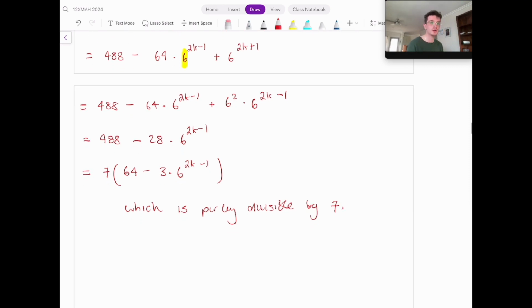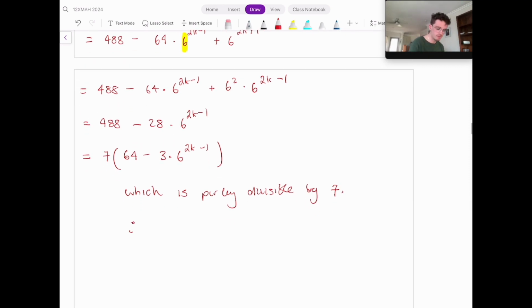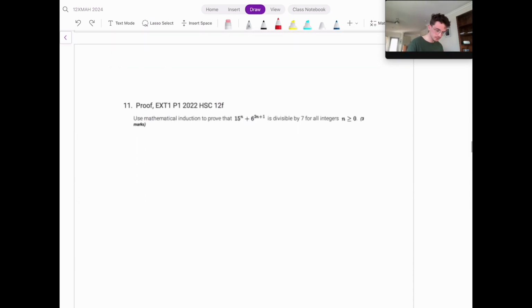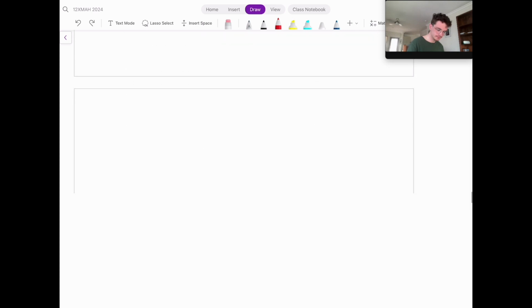Now again, I'm just going to quickly go, okay, therefore true for all n belonging to the positive integers. In an exam, please, you need to write that whole novel that we've learnt about. Going therefore it is proven true for n is 1, and so on. Okay.